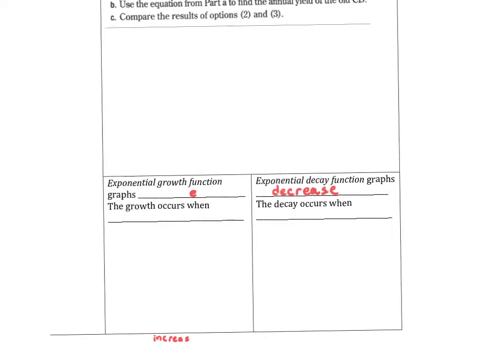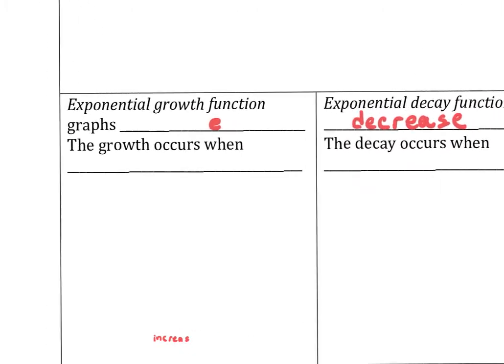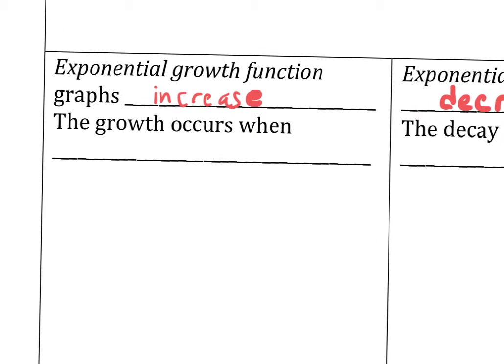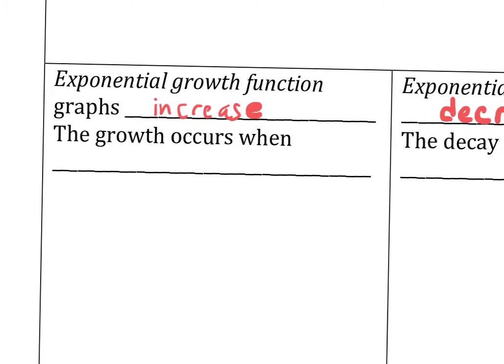So now let's be specific and talk about exponential growth graphs. What do they look like? Well, exponential growth graphs are going to increase. So this growth occurs when? Well, specifically when b is greater than 1.